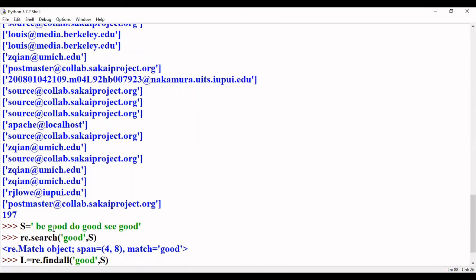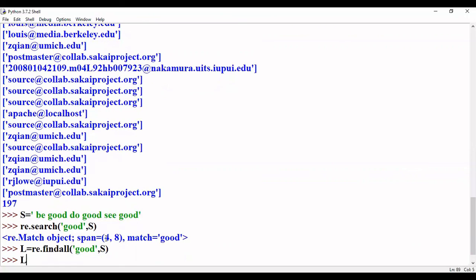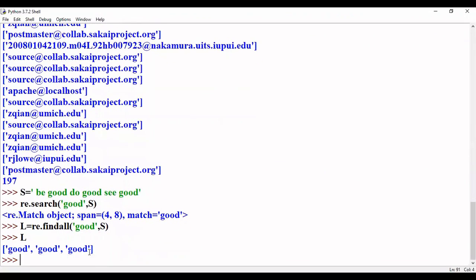We have good in 3 places. But the first time good appeared, it appeared at the fourth position. So that is what is returned when we use search. Now when you use the findall method, what is going to happen? Findall will always return a list of all the occurrences. How many times has good occurred? 3 times. So now it has to return 3 matches. This is the difference between search and findall.